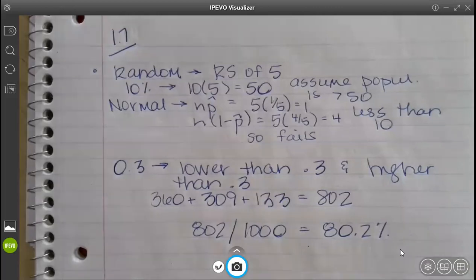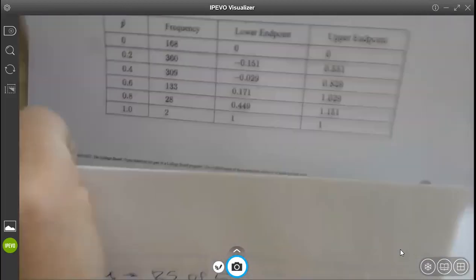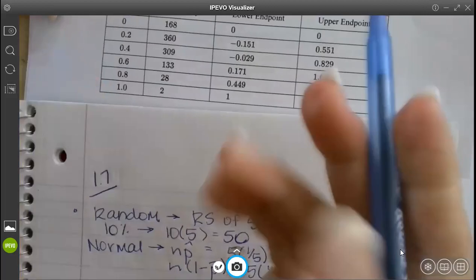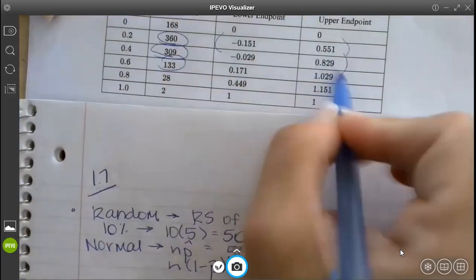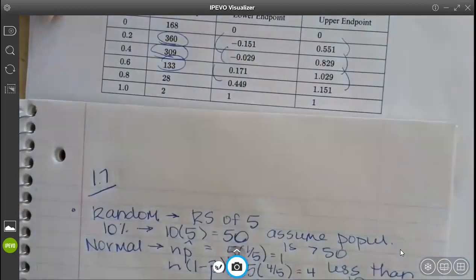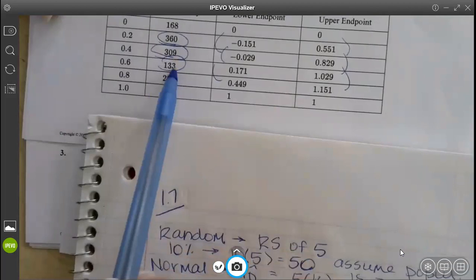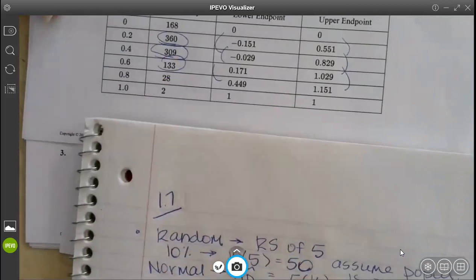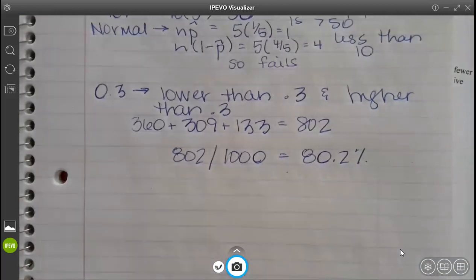What box was I looking at? I was looking at the wrong table. That's why this is the table we should have been looking at. Which ones include 0.3? These include 0.3. Sorry, I was looking at your new table. Does everybody see that? That's where these three numbers, 360, 309, and 133 comes from. Is everybody good? All right, so 80% or 80.2%.